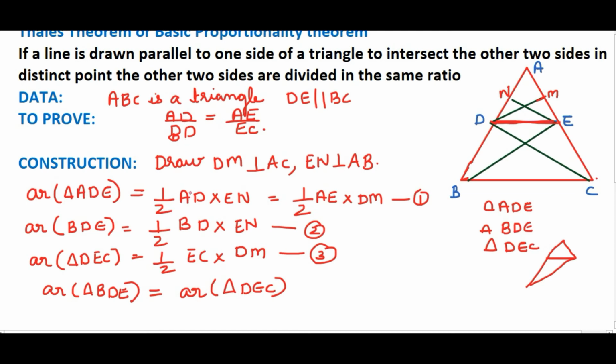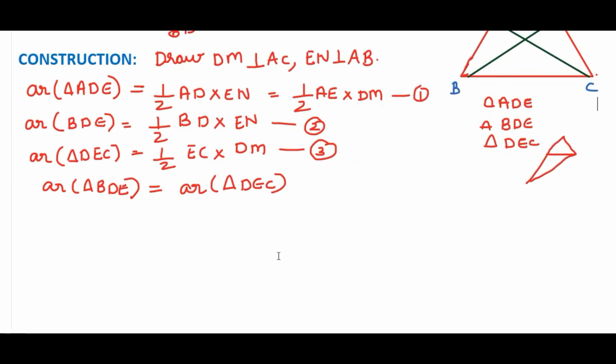We can see that if you want the ratio AD by BD, first I will divide the first equation and the second equation. And if I want the ratio AE by EC, again I can divide the first equation and the third equation, so that DM and DM will get cancelled. So we'll see now. First I am going to divide the first equation and the second equation.